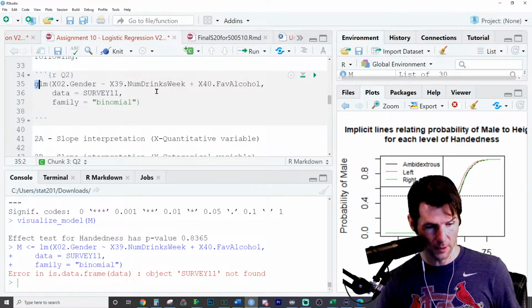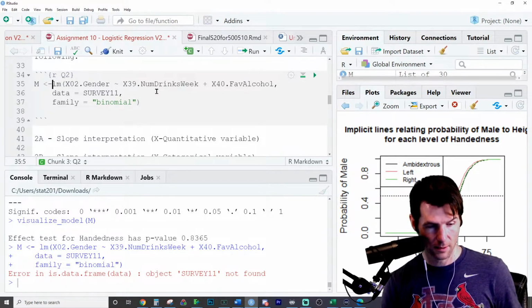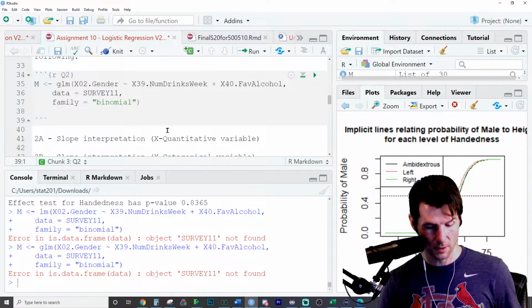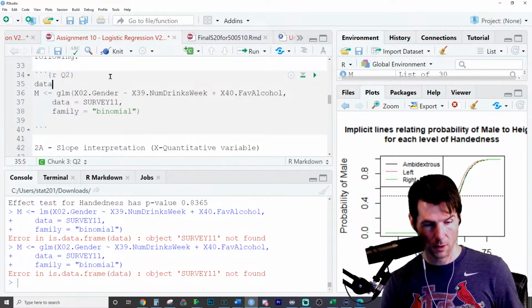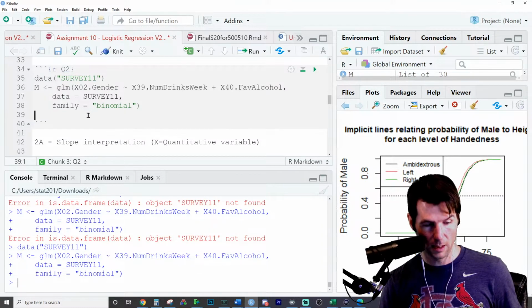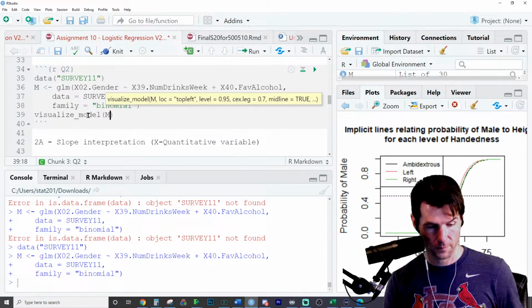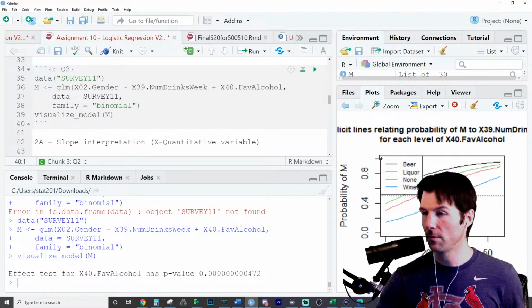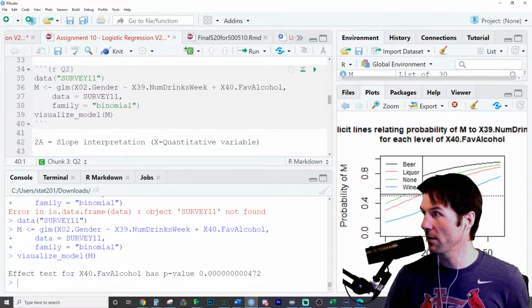Did it have a G beforehand? It did. I just deleted that. I was like, am I seeing things? Survey 11 not found. Load survey 11 data. Okay. Yeah, there we go. Let me check, see if everything is that what you're getting?